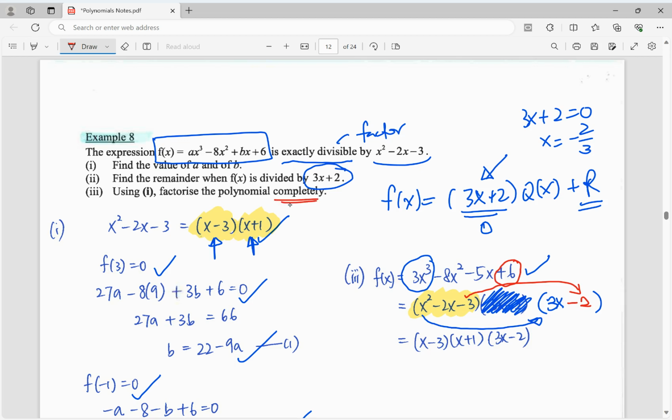However, this is not factorized completely yet, because this expression here can be further factorized into x minus 3 and x plus 1. So with that, this will be your answer for part 3.